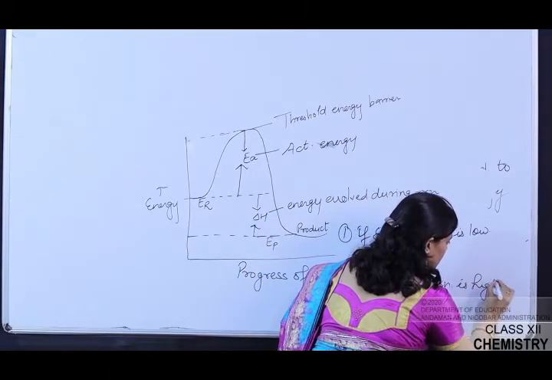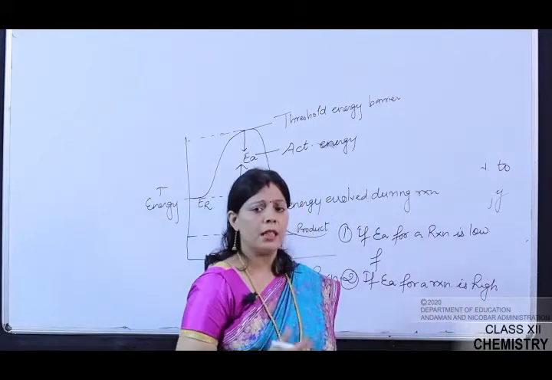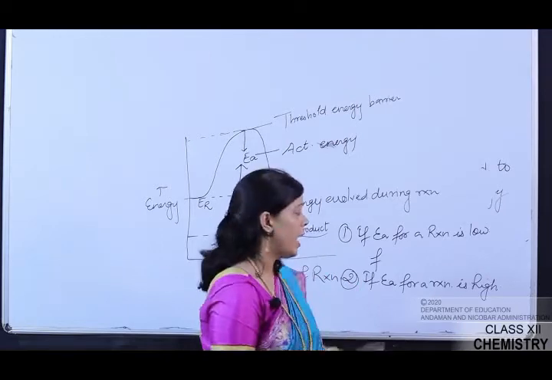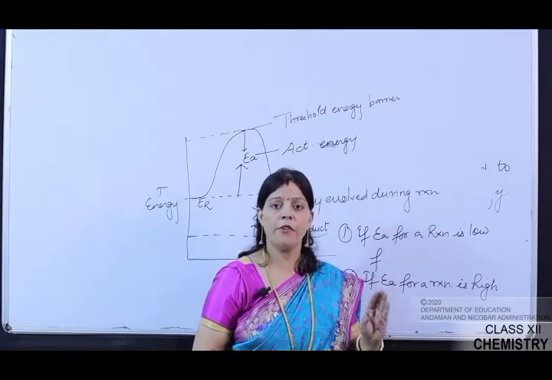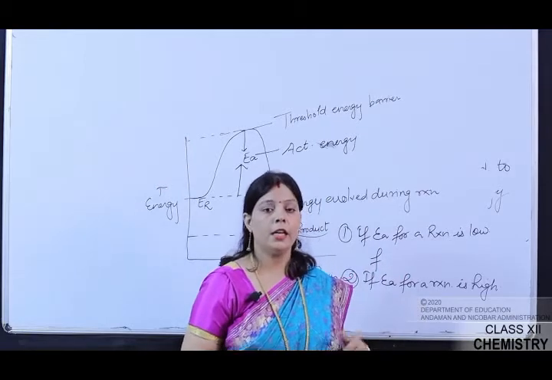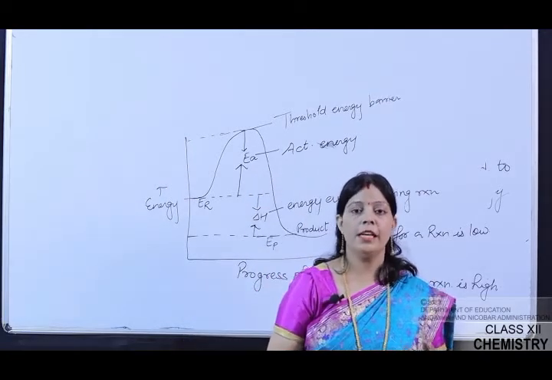If the activation energy for a reaction is high, it means that particular energy will not be possessed by the maximum number of molecules, and hence the fraction of effective collisions, that is the value of f, will be very small, and the reaction in such a case will proceed at a slow rate.